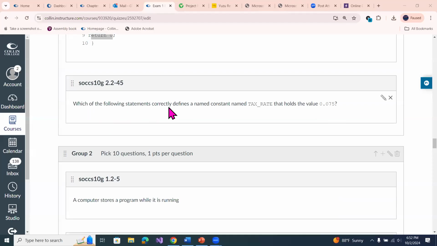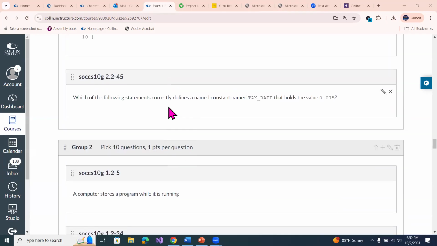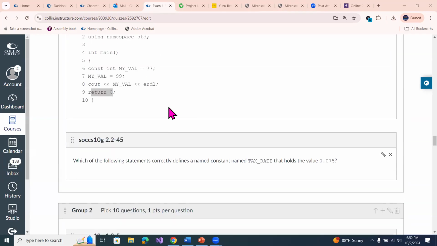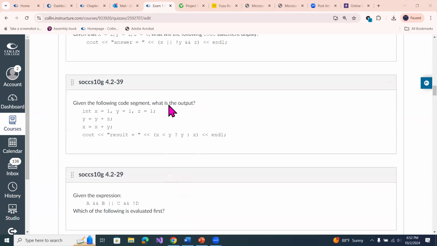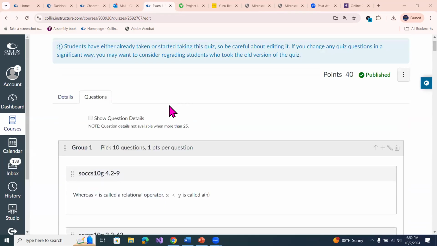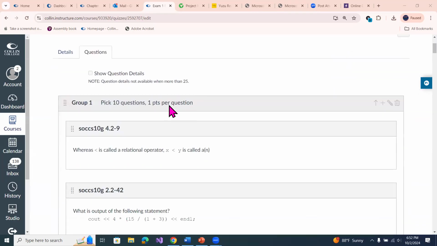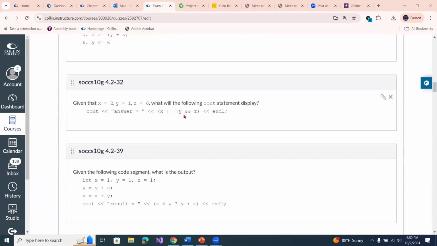Which of the following statements? Okay, can't see that one. Okay, so that's the end of looking at this first section. This first section, I'm looking at conditional statements, if statements, relational operators. So I'm going to stop this little section of the review. So this is reviewing chapter 4.